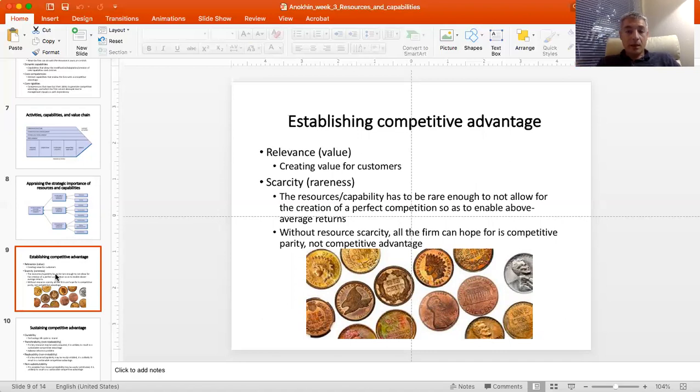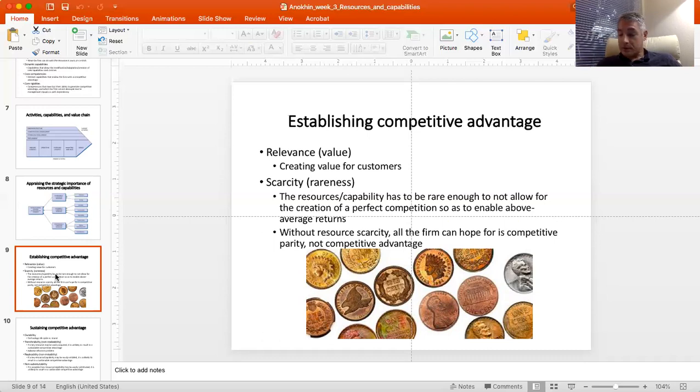It also has to be scarce, right? Some other sources refer to this as rareness. The idea is there has to be limited supply, because otherwise, because of supply and demand, the prices that it commands will drop basically to the point where you earn zero profits, or maybe to the point where you incur some losses. So it has to be rare enough.